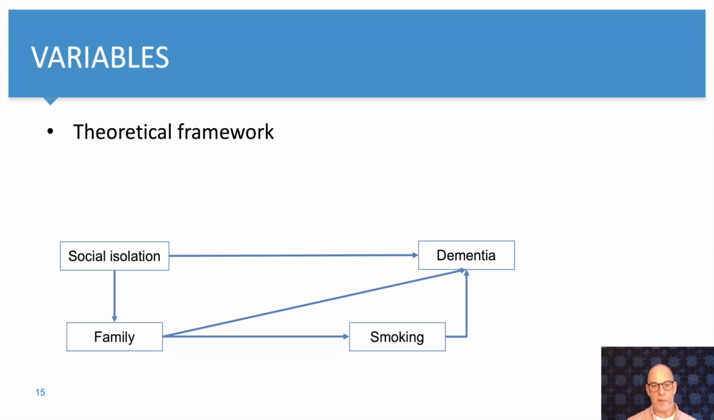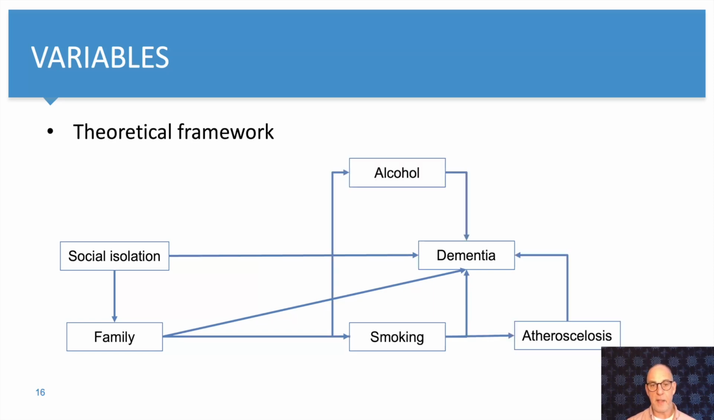An environment maybe where there is a lot of smoking. And is smoking then not related to dementia? And if so, is that directly, or does it go through alcohol use, which we know is strongly associated with smoking?